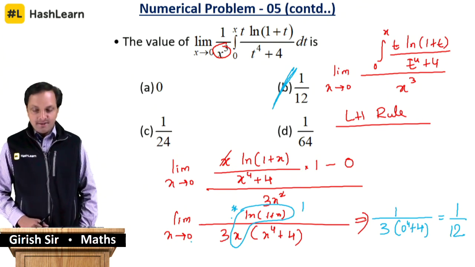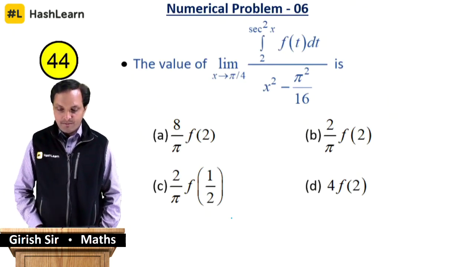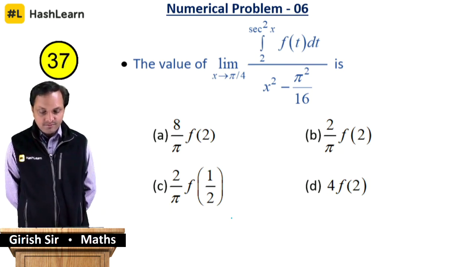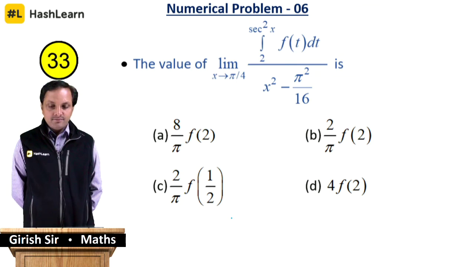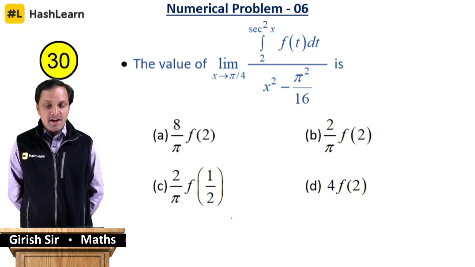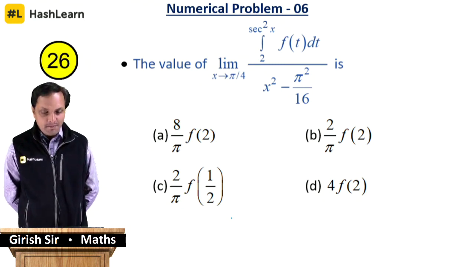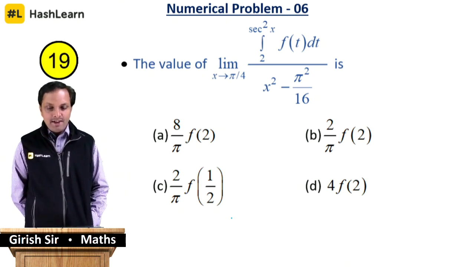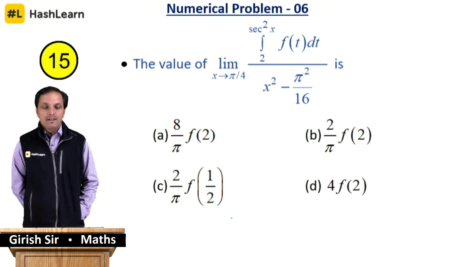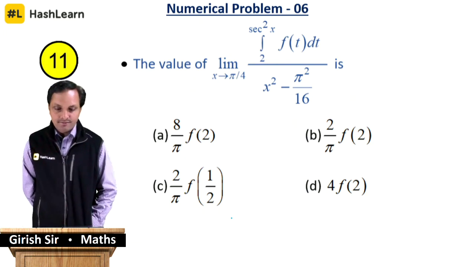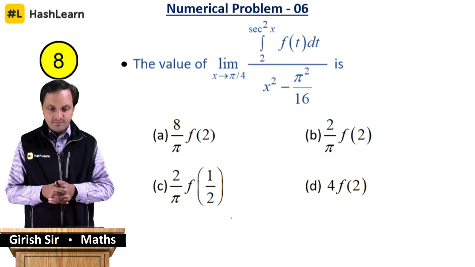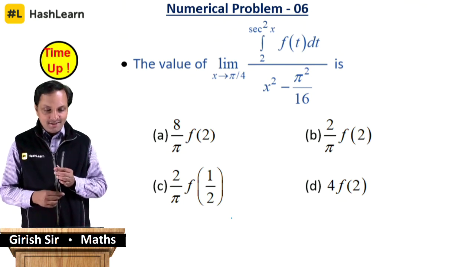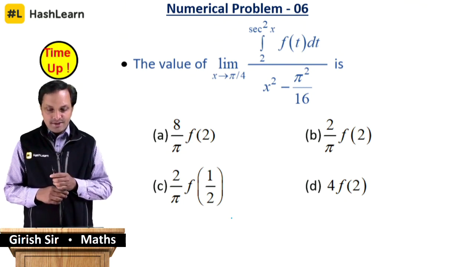Fine then, get ready for the next numerical, 6 with 45 seconds, and here is the problem. Same type, just the same method you followed prior. Apply LH rule, differentiate the numerator part and also differentiate the denominator part. So बाद में limit is extending to pi by 4, replace x as pi by 4, you will get the final result. 15 more seconds, you are left with 15 more seconds. Your time is up, and let's see how to do this problem.